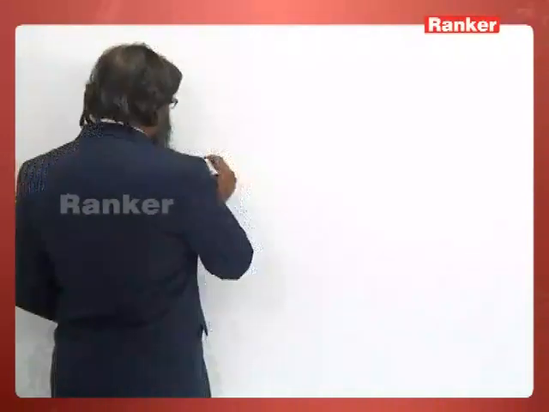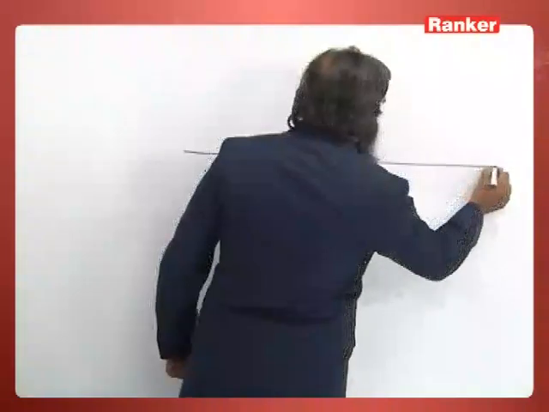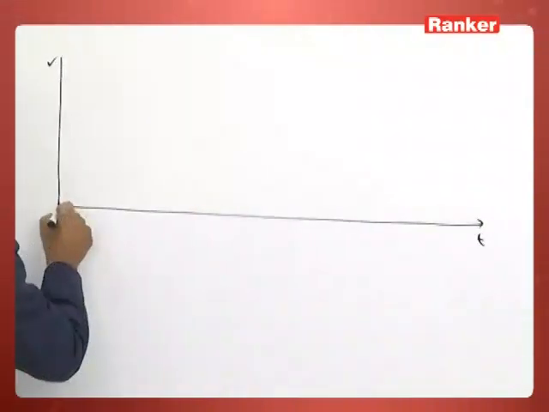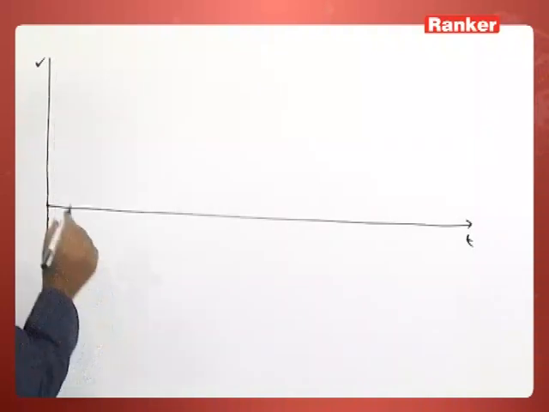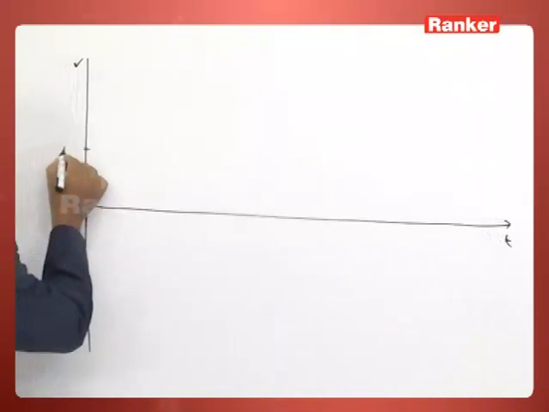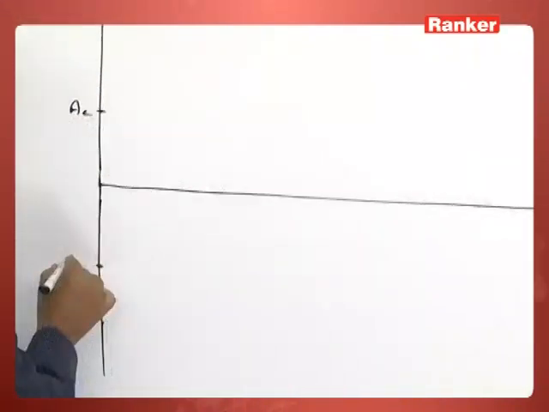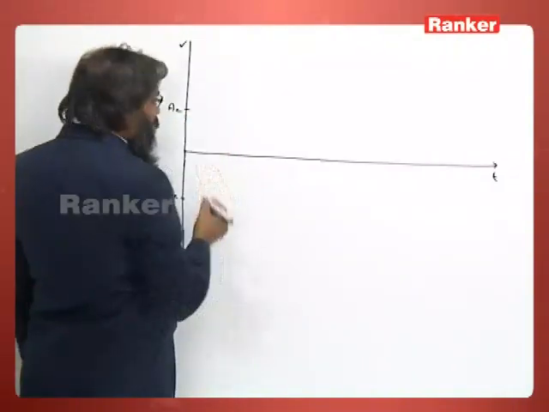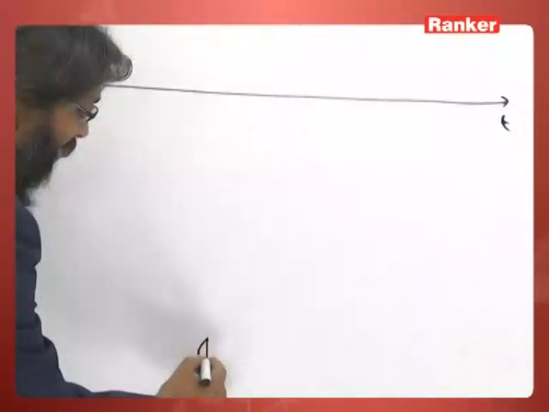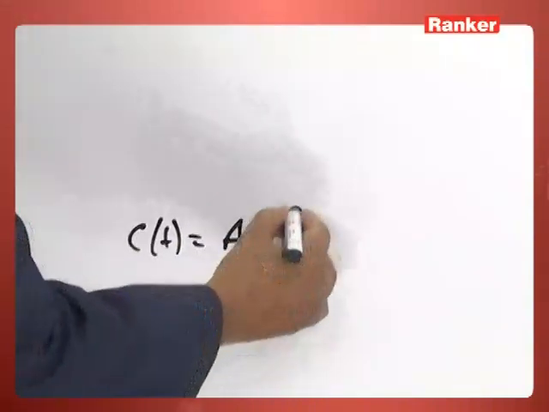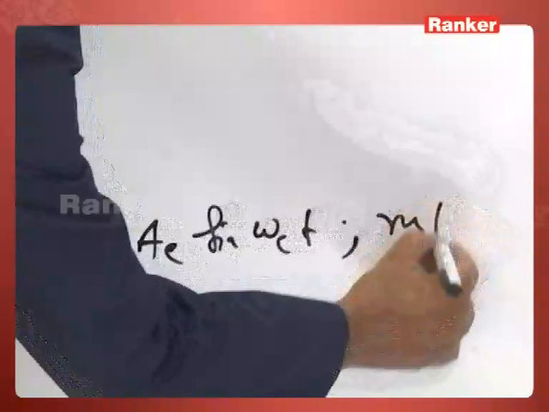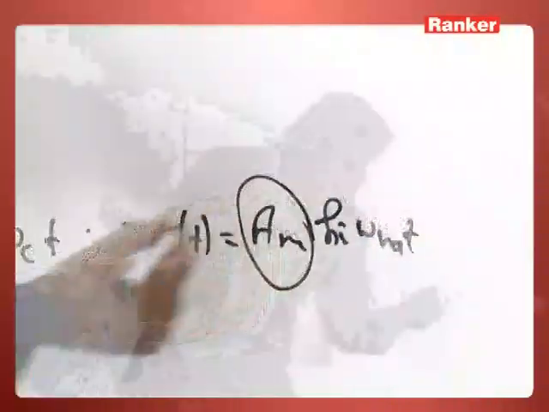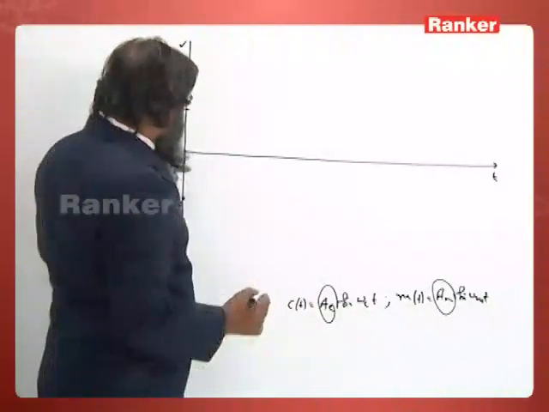So now let us draw. Time is plotted here and voltage is plotted here, with the positive side and the negative side. Now suppose this is the amplitude of the carrier wave, AC, and this is minus AC. Suppose the carrier wave is given by AC sin omega ct and the modulating wave is given by AM sin omega mt. So this is the amplitude AM and AC of this wave.